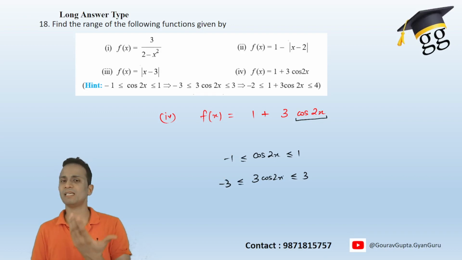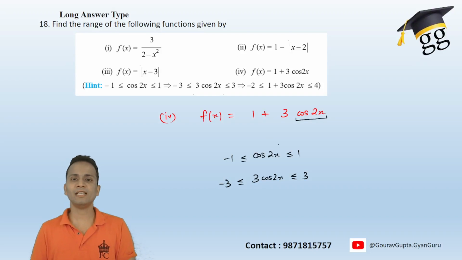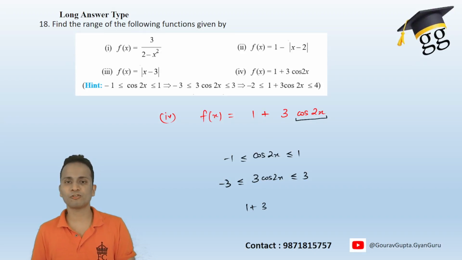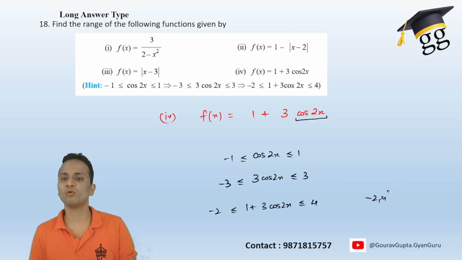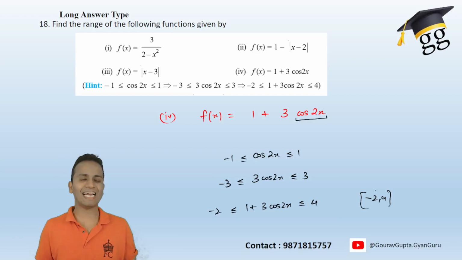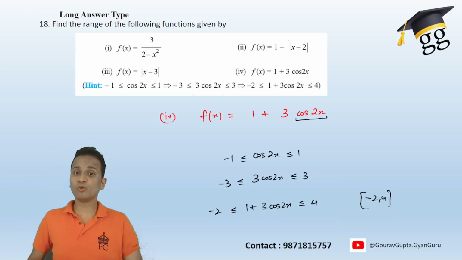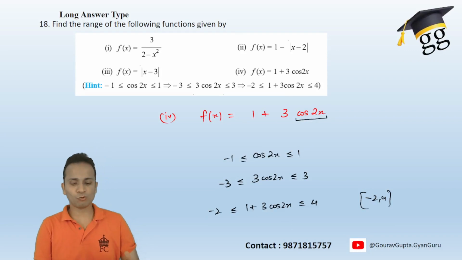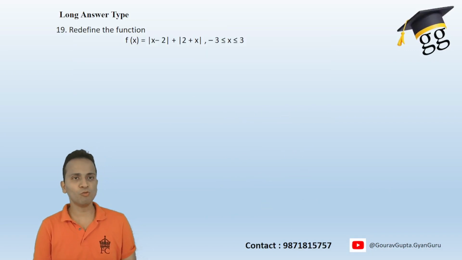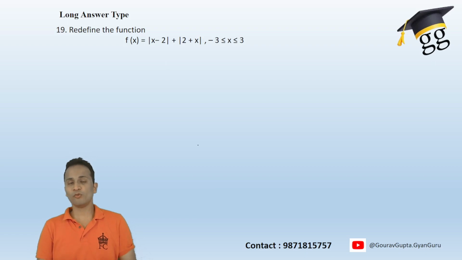क्या किया? 3 से multiply कर दिया. Alright, then let's add 1. So 1 plus 3 cos 2x will be between minus 2 and 4. All right, so the range of this function will be minus 2 comma 4 and both included. That one was very simple, provided you know the range of cos function. Okay, so friends, that was question number 18. Let's move on and look at the next question, where we'll have to redefine a modulus function.